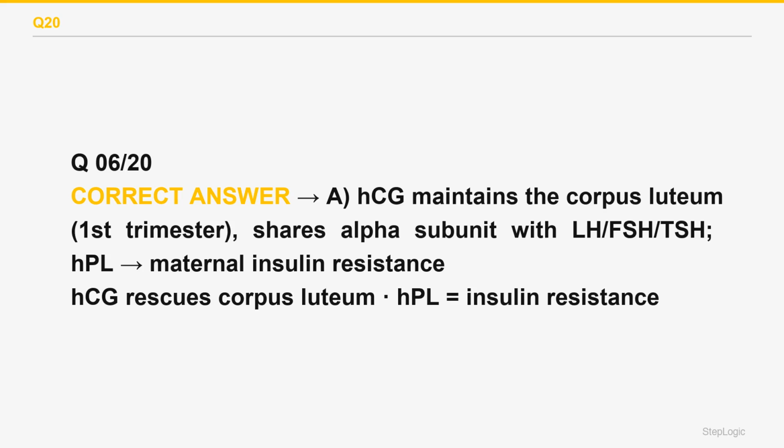The functional logic: progesterone maintains the pregnancy and keeps the uterus quiescent. It relaxes the myometrium, the opposite of causing contractions. Estrogen is produced by the placenta using fetal and maternal precursors, growing the uterus and breasts. HPL raising maternal insulin resistance to favor fetal glucose supply is the basis of gestational diabetes. The HCG corpus luteum rescue, shared alpha subunit, and HPL insulin resistance are the correct statements.